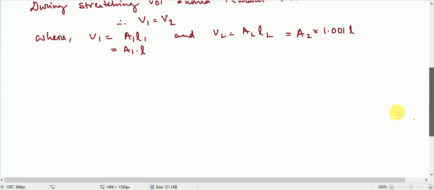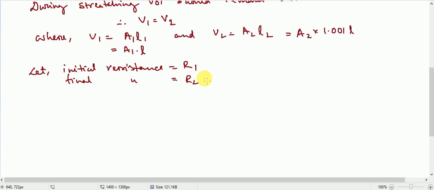Now let the initial resistance equal R1 and the final resistance equal R2. So R1 should be equal to rho into L1 by A1, and R2 should be equal to rho into L2 by A2. As the material remains constant, rho will not change. Now R2 is equal to rho into, what is L2? L2 means 1.001 L by A2, right?